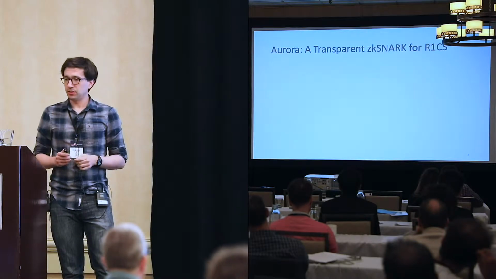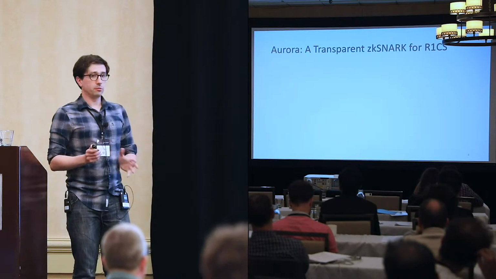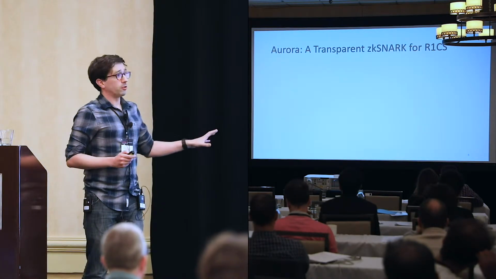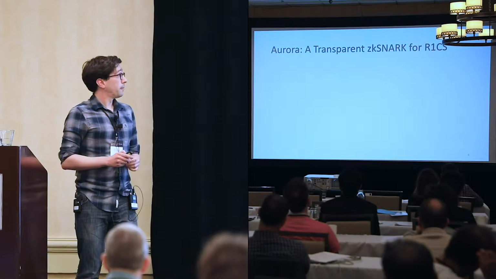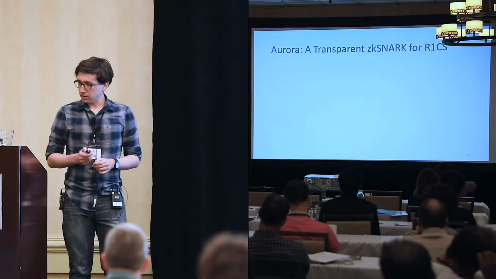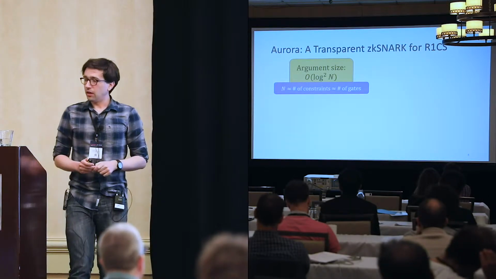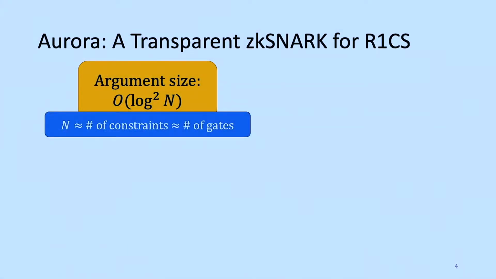So like I said, this is the intermediate representation that we consider. And so Aurora is a transparent ZK snark for R1CS instances. So I will explain firstly some of the nice things about it. So it has a very small argument size.